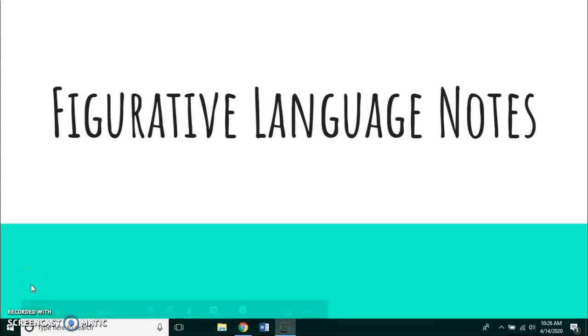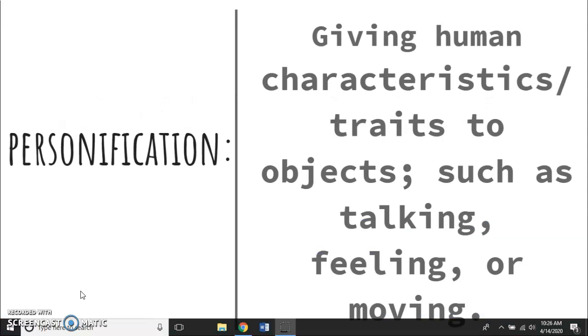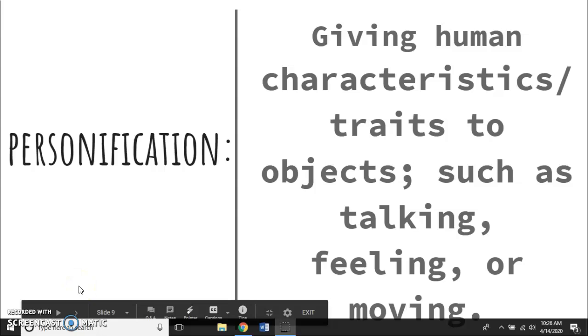Hey guys, it is April 15th and we're going to start today with some figurative language notes. We have discussed simile, we've discussed metaphor, we've got a new one for today. So if you've got your notes, let's go ahead and get writing these down. Today we're going to look at personification.